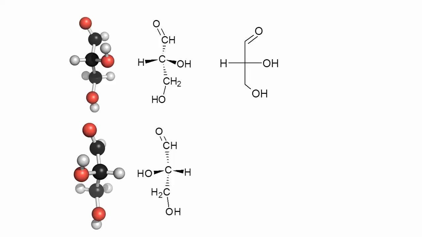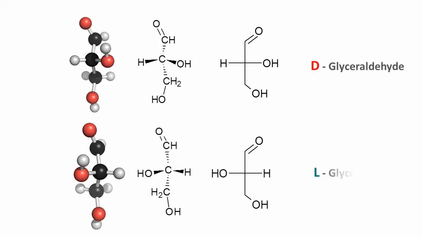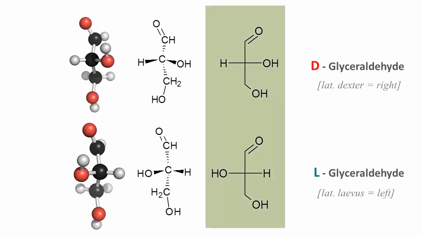The top structure is called D-glyceraldehyde, the bottom one L-glyceraldehyde. The letters come from the Latin words for left and right, but it's probably easiest to remember that L is for left. This style of projecting the 3D structure onto a 2D paper or diagram is called Fischer projection. Wow, take a deep breath. Why not pause the video here and take a closer look at how 3D and 2D illustrations relate?